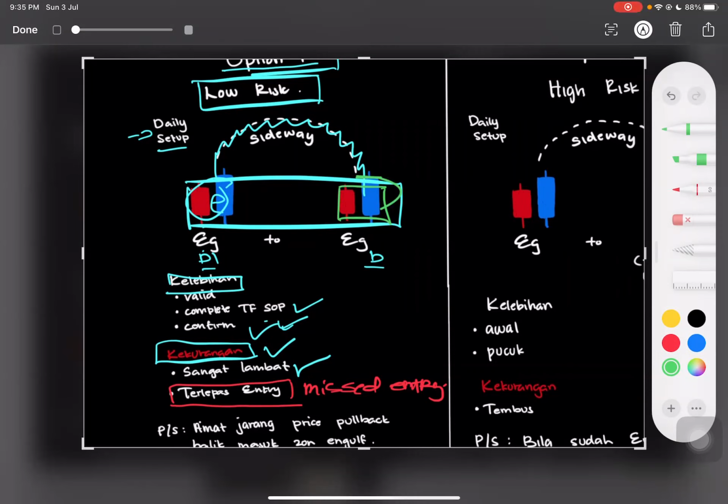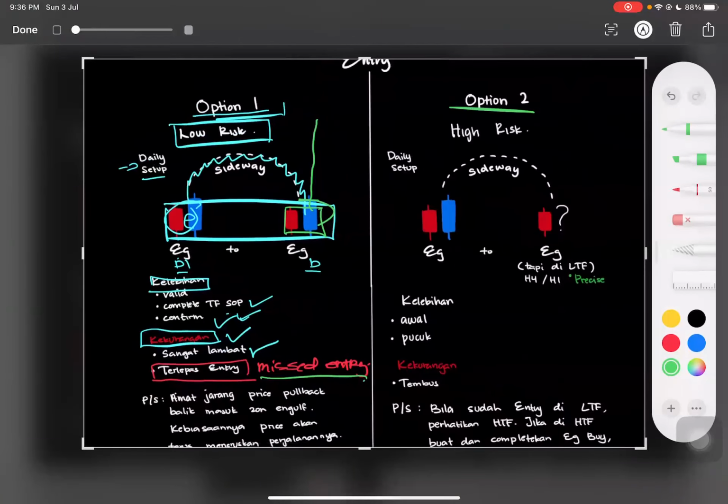Right. But in some cases, whenever they create the engulfing bar, they go straight away. Never return, never come back. And after that, you're going to miss your entry. So how do we handle this situation? I'm not going to miss my entry after waiting for so long, right? So we have another second option.